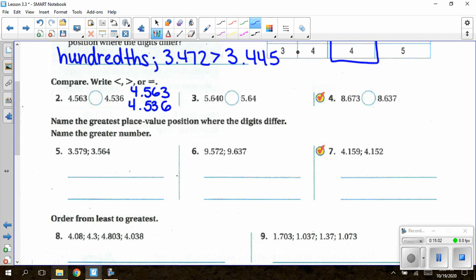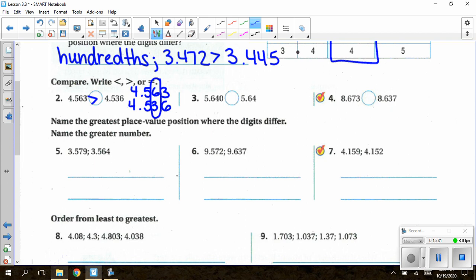And then after doing that, I can compare by place value. So the ones digit are both the same, the tenths digit are both fives, the hundredths digit is where they are first different. We do know that 6 is greater than 3, so that means I need to use my greater than symbol. So that would be read as 4 and 563 thousandths is greater than 4 and 536 thousandths.